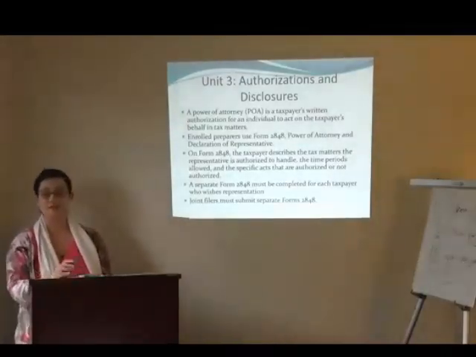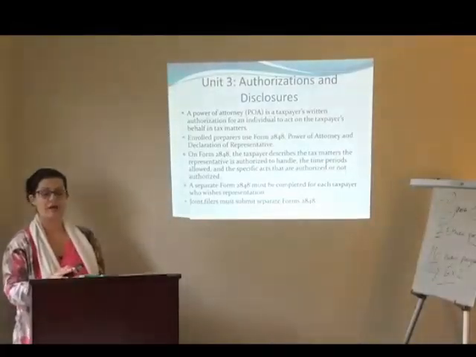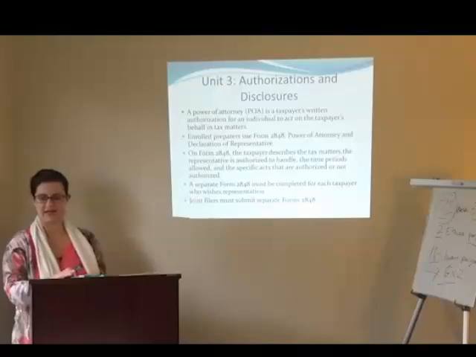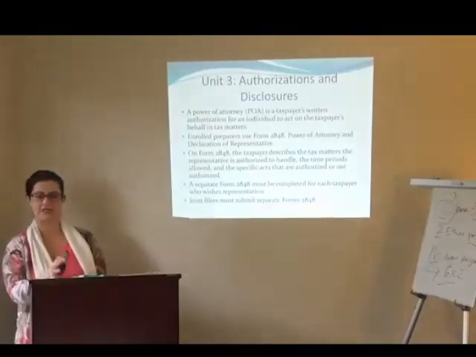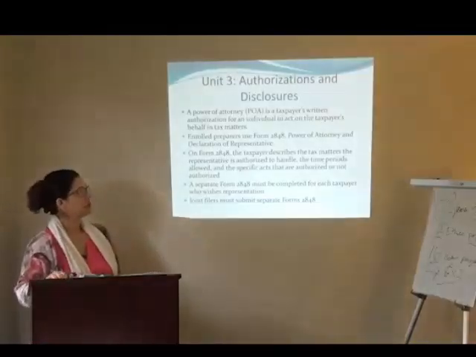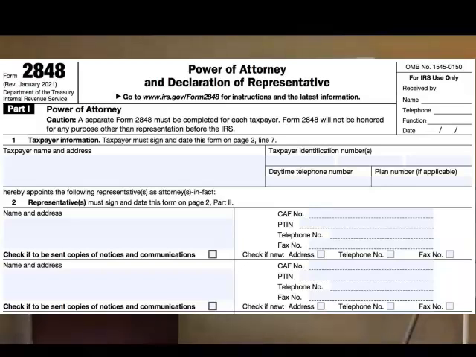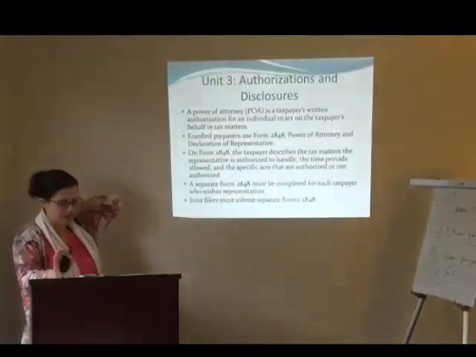There's lots of different types of authorizations and disclosures that you can use to obtain taxpayer information from the IRS. Lots and lots and lots. The highest authorization is going to be Form 2848. This allows you to do everything. This allows you to represent the taxpayer. This allows you to talk to collections. This allows you to get forms.